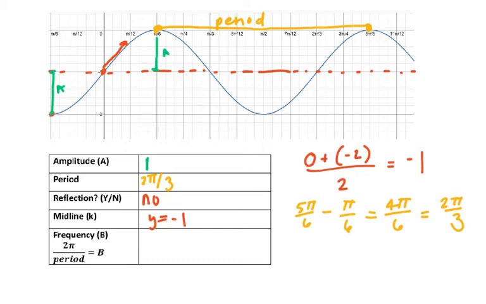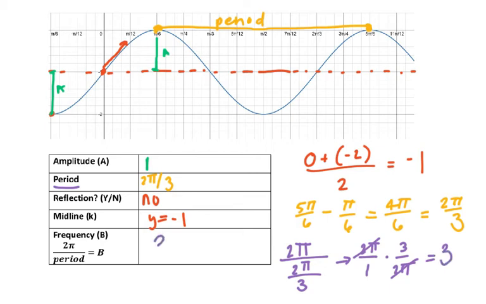Finally, this table is asking us to figure out the frequency or the number of cycles there are within 2 pi. And so to find our frequency or our b value, we are going to take 2 pi and divide 2 pi by the period. So we're going to take 2 pi divided by 2 pi over 3. We are dividing by a fraction, so another way we could write this is 2 pi times the reciprocal, 3 over 2 pi. And when we do that, the 2 pi's will cancel out, leaving us with our frequency or our b value of 3. This tells us that 3 is the number of cycles of this function that will occur in 2 pi.